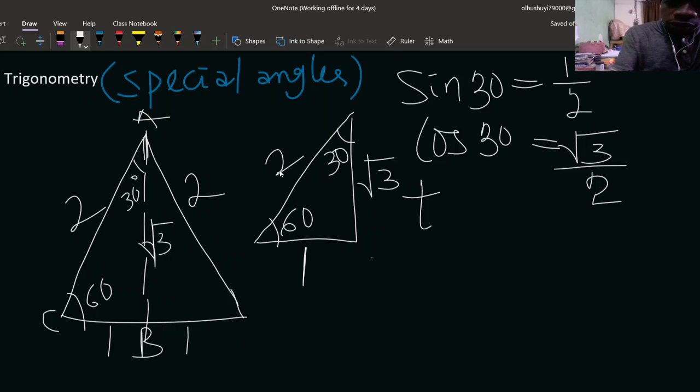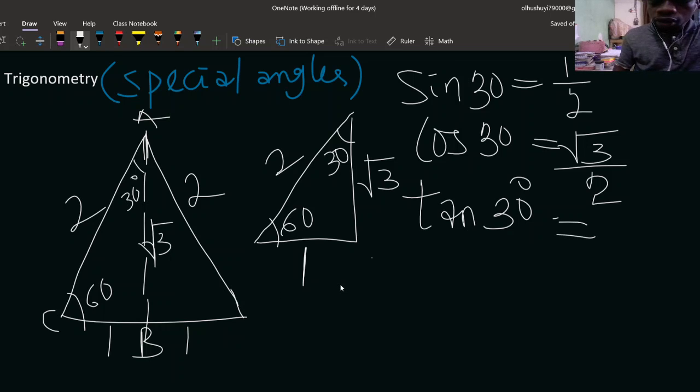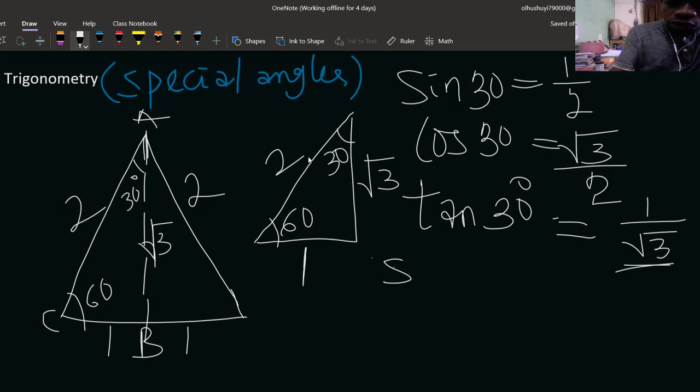Tan 30. Opposite over adjacent. So that is 1 upon root 3. Then let's look for the 60 series. Sine 60. That should be equal to what? Sine 60, opposite over hypotenuse. That is root 3 over 2.